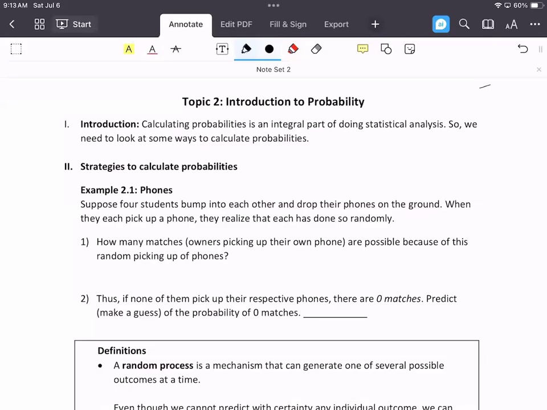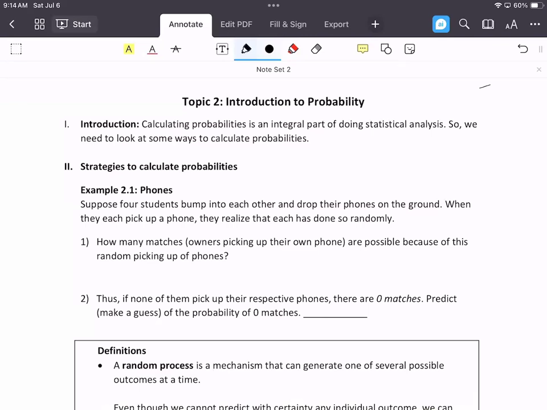Before we start talking about statistics, we need to think about probability and understand what probability is. There will be a definition in a moment, but as an introduction, calculating probabilities is an integral part of doing statistical analysis. So we need to look at some ways to calculate probabilities. There are different strategies to calculate probabilities. What we'll use mainly in this class is the mathematical approach, but it's good to help see what probability really is by doing some other approaches too.